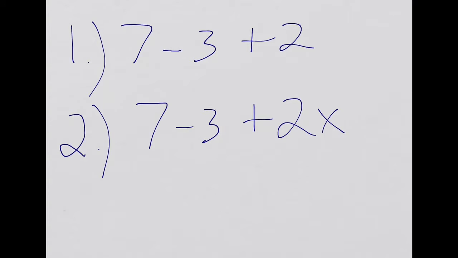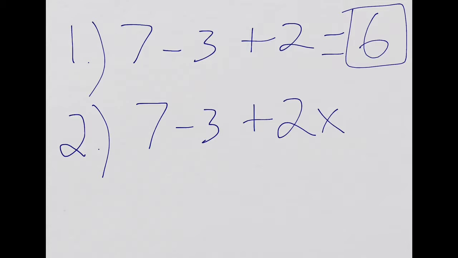So let's review for standard number 1. The first concept was combining like terms. What's the difference between number 1 and number 2? Well, first off, remember that we go left to right on problems like these. We don't add and then subtract. So for number 1, we would get 7 minus 3 is 4 plus 2 is 6.